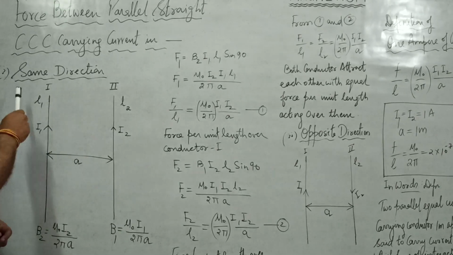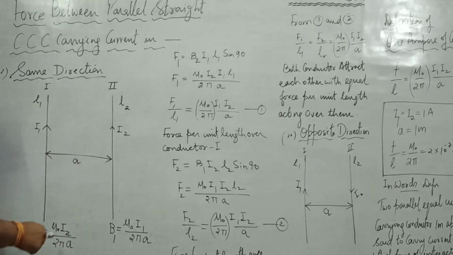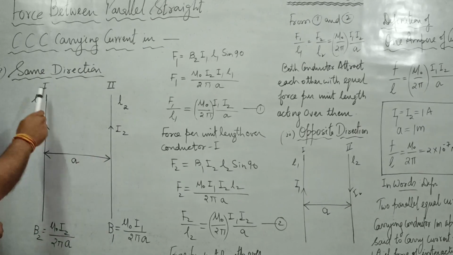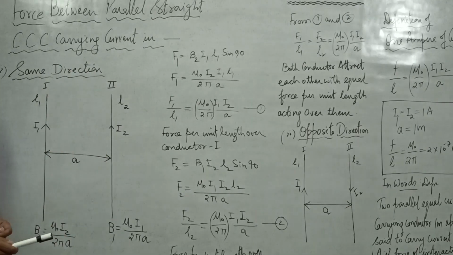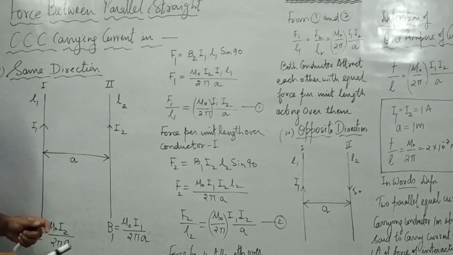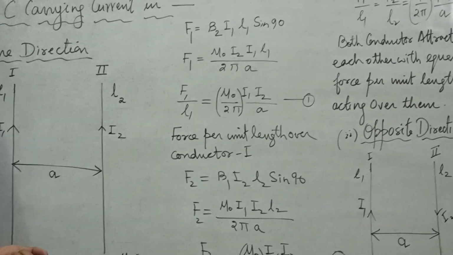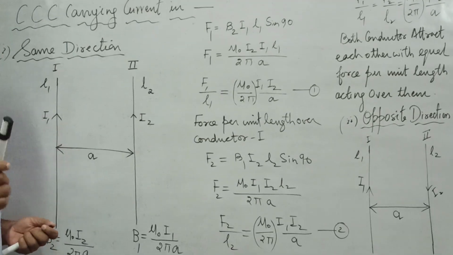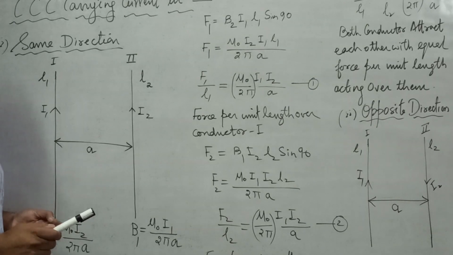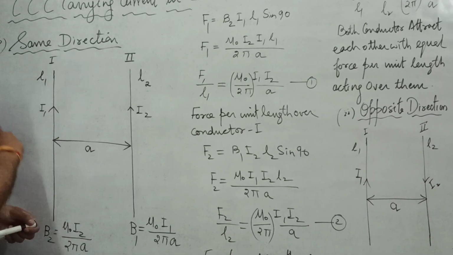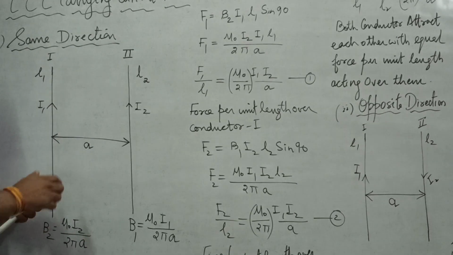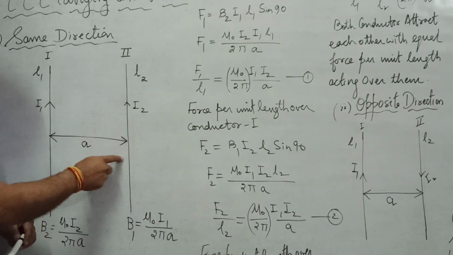Okay children, situation 1. So these are two straight current carrying conductors. They carry current in the same direction. They exert force over one another. Why? Because they lie in the magnetic field of one another. This conductor creates magnetic field all around itself and this conductor also creates magnetic field here.